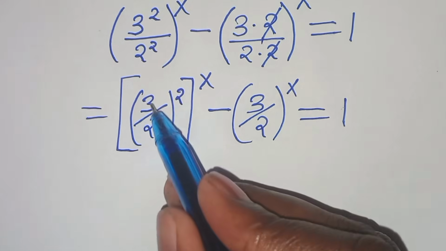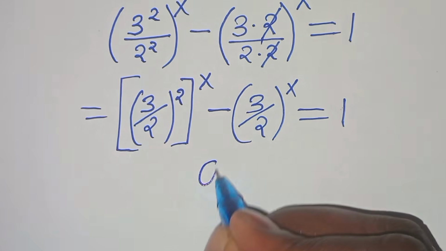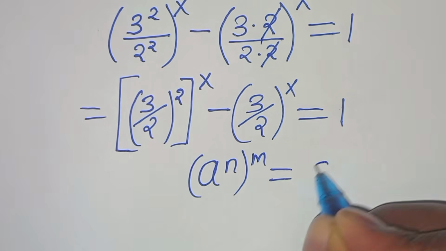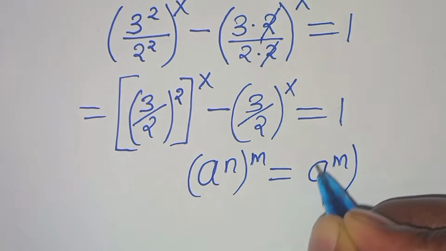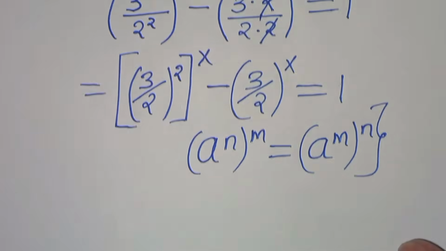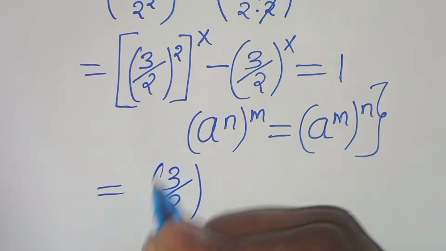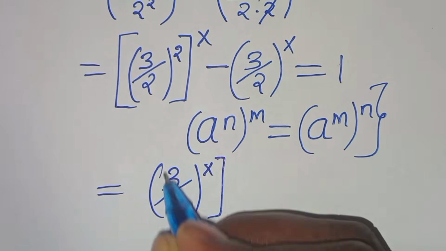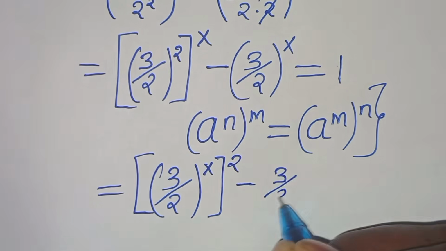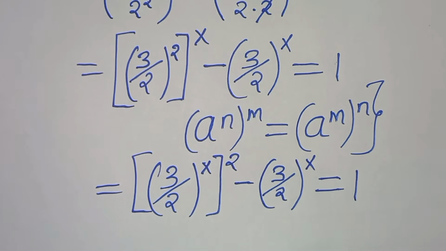The next step is that 3 over 2 raised to the power of 2 raised to the power of x. This is in the form of a to the power of n raised to the power of m, which we can express as a raised to the power of m raised to the power of n. Applying this exponent property, then we have here 3 over 2 raised to the power of x, then everything here raised to the power of 2, then minus 3 over 2 raised to the power of x. This is equal to 1.